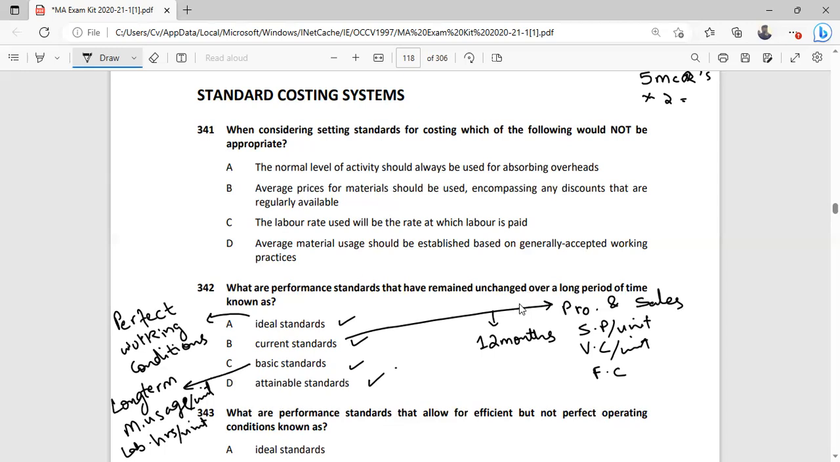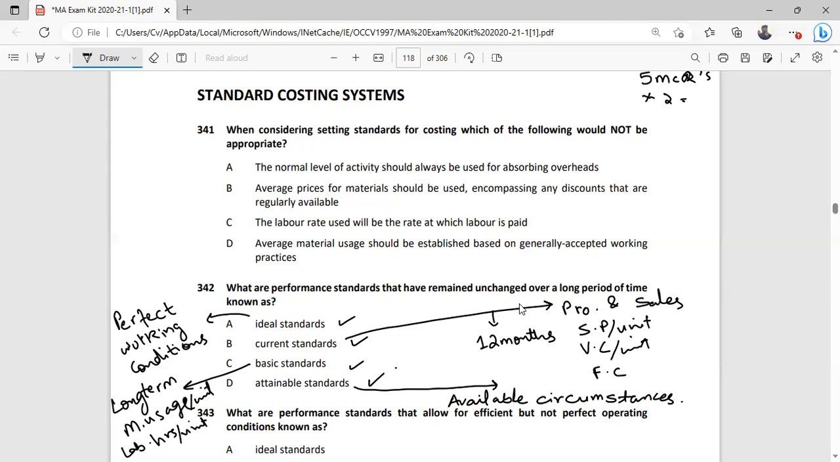Third one is attainable standards. Attainable standards are based on available circumstances. It assumes that it is not possible for the company to control external circumstances, and at times it is not easy for the management to control all the internal circumstances as well. Attainable standards are challenging but not ideal. That's why attainable standards cause motivation among the workers, and ideal standards cause demotivation among the workers. So these are the basic 4 standards which we need to remember along with their definitions.